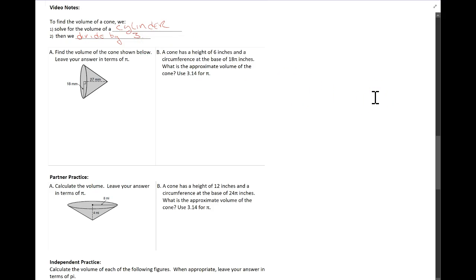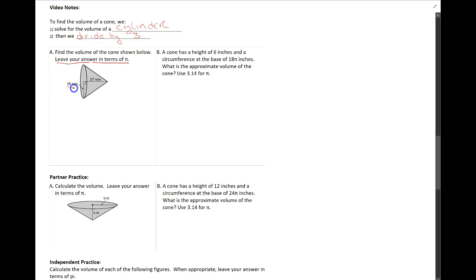So just for an example, let's go through these two. Find the volume of the cone shown below. And I see this: leave your answer in terms of pi, just like we talked about yesterday. Unless it tells us specifically, we can leave our answer in terms of pi. That is the more accurate answer because we're not rounding anything. Now, find the volume of the cone shown below. Leave your answer in terms of pi.